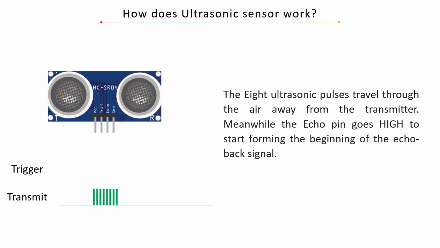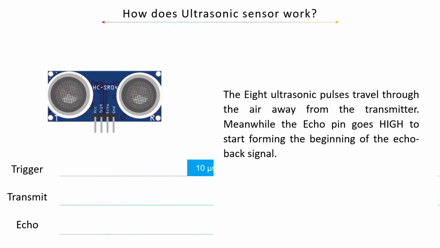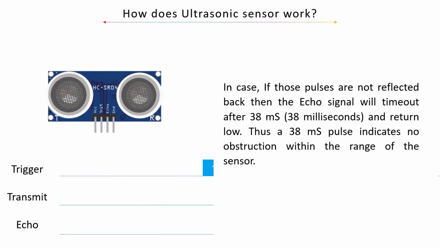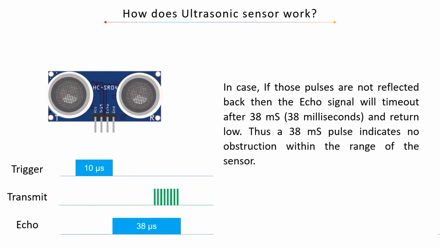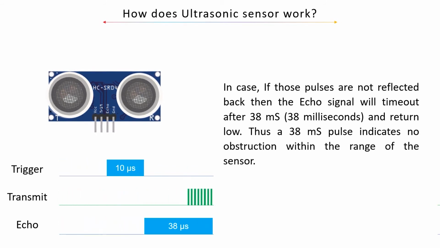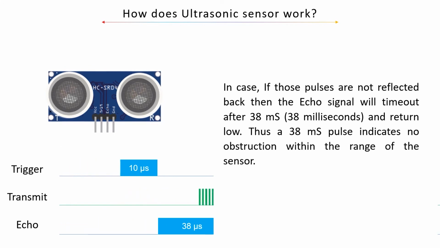The 8 ultrasonic pulses travel through the air away from the transmitter. Meanwhile, the echo pin goes high to start forming the beginning of the echo back signal. In case those pulses are not reflected back, then the echo signal will time out after 38 milliseconds and return low. Thus, a 38 millisecond pulse indicates no obstruction within the range of the sensor.